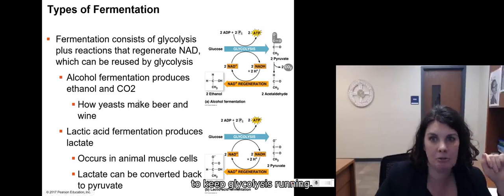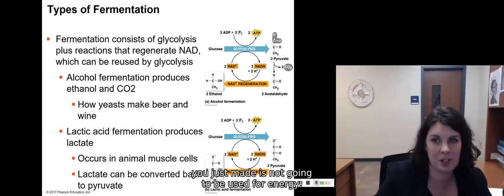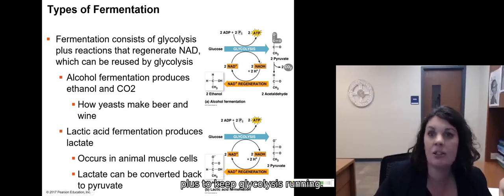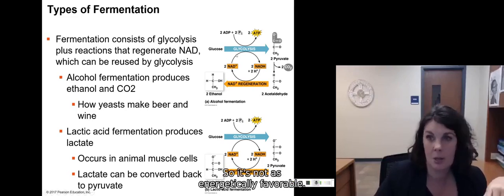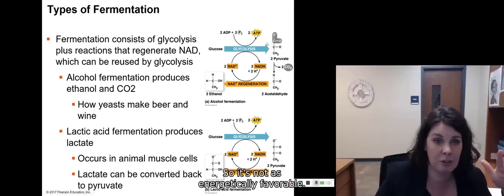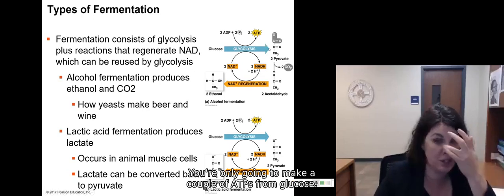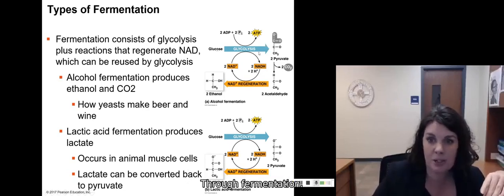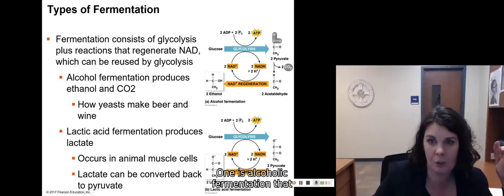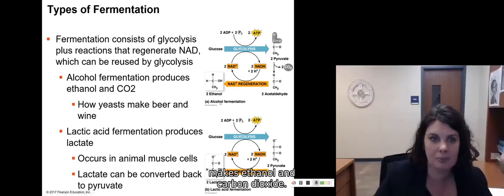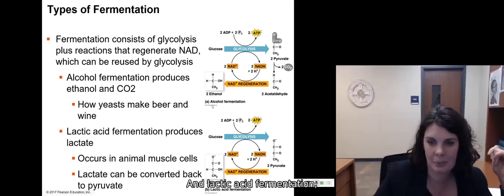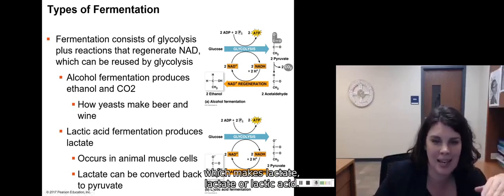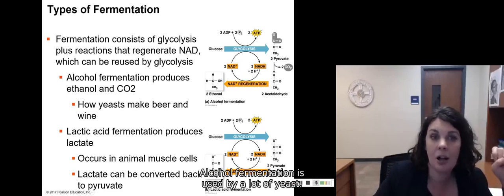In fermentation, you are going to keep glycolysis running, but then you're going to have extra steps that turn your NADH back to NAD+. So all that NADH that you just made is not going to be used for energy. It's just going to be recycled back to NAD+, so you keep glycolysis running. So it's not as energetically favorable. You're only going to make a couple of ATPs from glucose, and that's it. There are 2 types of fermentation. One is alcohol fermentation that makes ethanol and carbon dioxide, and the other is lactic acid fermentation, which makes lactate or lactic acid.